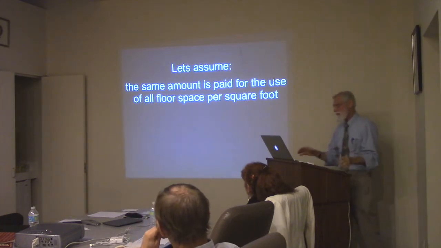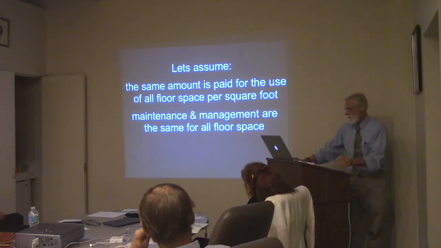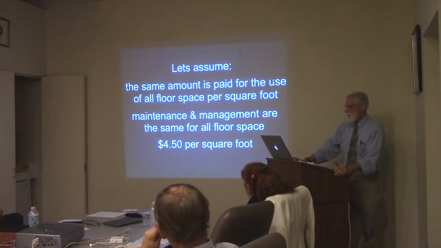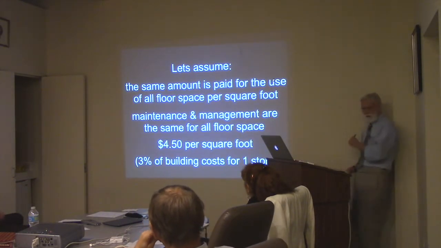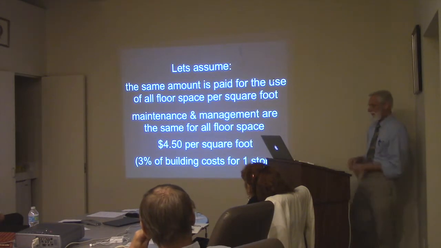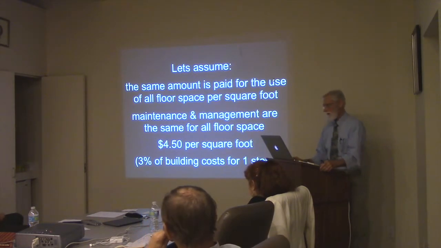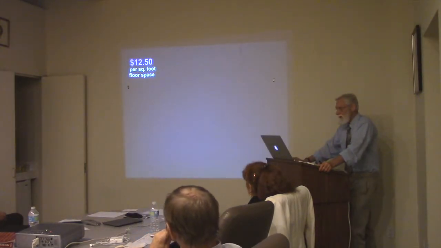So, just to make it simple, I've had the maintenance and management the same for all floor space at $4.50 a foot, which is 3% of what it costs to build the first story. I could complicate the equation, and then of course, nobody will follow it. All right, so $12.50 a square foot.